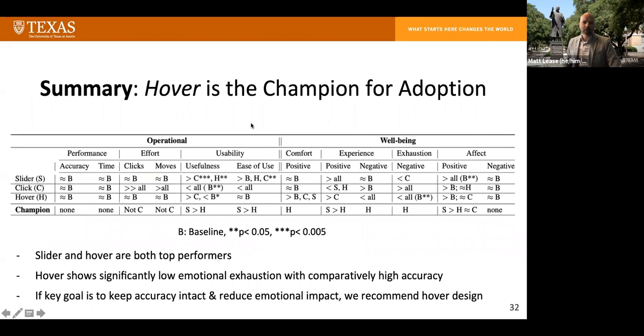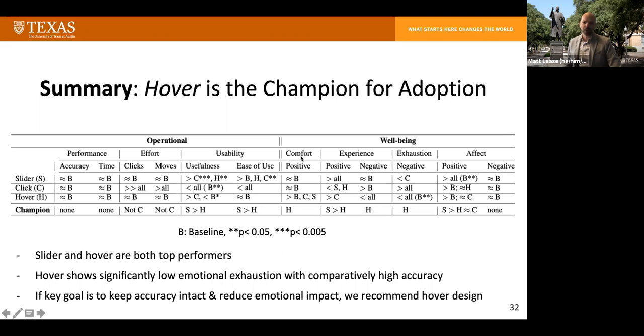So overall, when we looked at all of this, it seems like hover is probably the best one to suggest in this case. If you look at these operational effects, between slider, click, and hover there really wasn't much difference in performance, as I mentioned. In terms of effort, click seems to be the one that makes you click a lot, so that maybe isn't the best in terms of effort. In terms of usability, slider was slightly better than hover in both usability and ease of use.